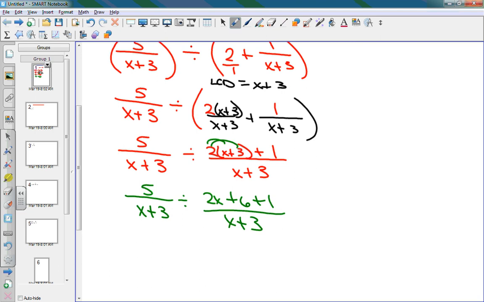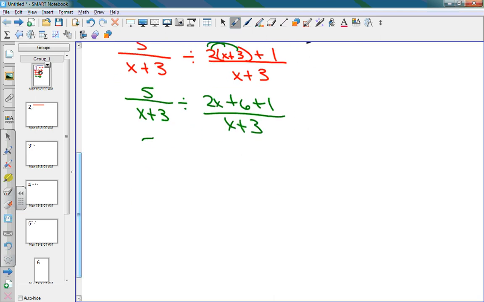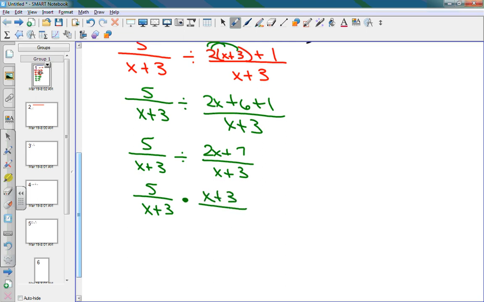Do I have any like terms? What is 6 plus 1? So I'm going to have 2x plus 7 over x plus 3. Now, am I dividing by one fraction? Yes, I am. So what can I do? I can take the reciprocal of my second fraction, change the division to multiplication, and now I'm multiplying by x plus 3 over 2x plus 7.